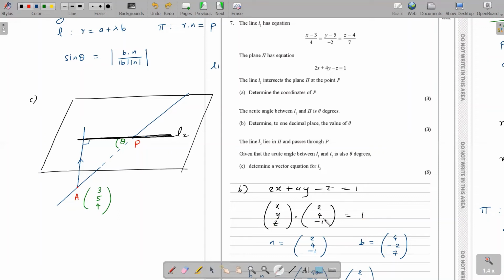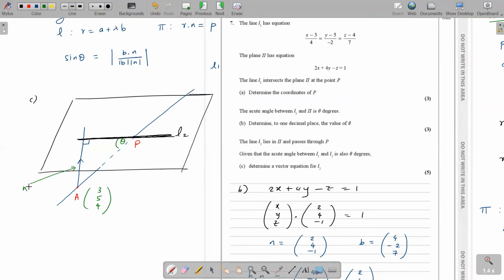Can you see here? r dot n, what is n? n is (2, 4, -1). (2, 4, -1) is the direction of any vector that is perpendicular to your plane. So it could be a multiple of (2, 4, -1). Any multiple of (2, 4, -1) represents a vector that is perpendicular to our plane. Do you agree with me? So basically the direction of the perpendicular vector is n.